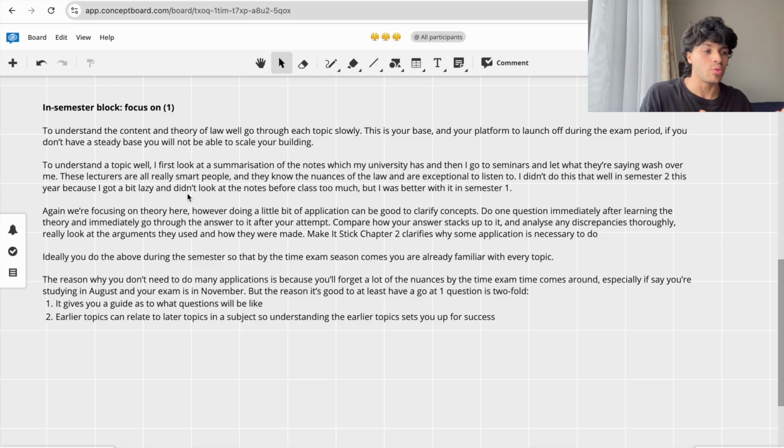So that's why I would suggest certainly looking over a summarization of the notes of that topic before you go to class, so you can let what they're saying wash over you and you do understand it, even if it is just at a more fundamental level. And again, you obviously can get into some of the more nuances as you keep going. So again, we're focusing on theory here.